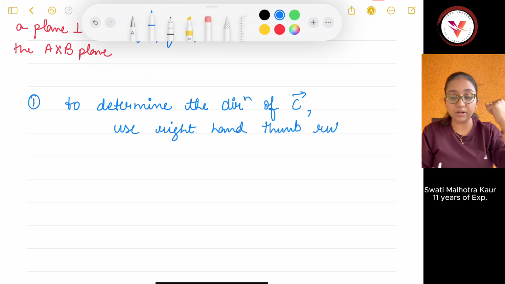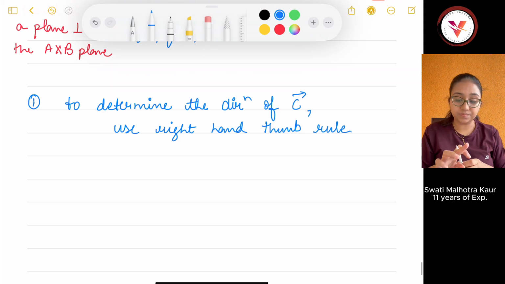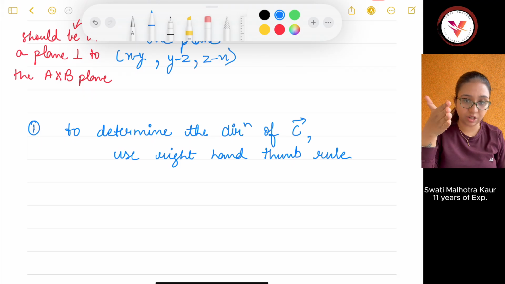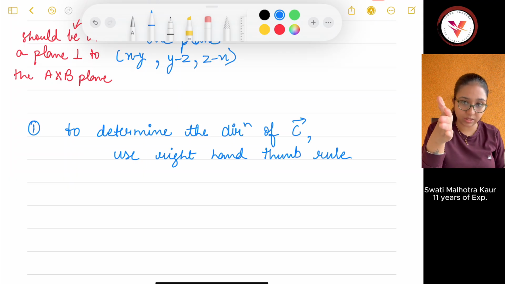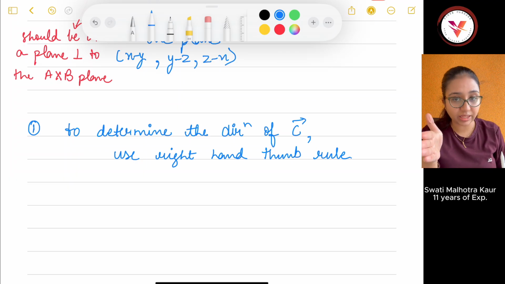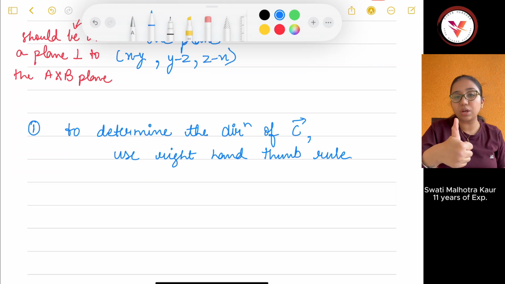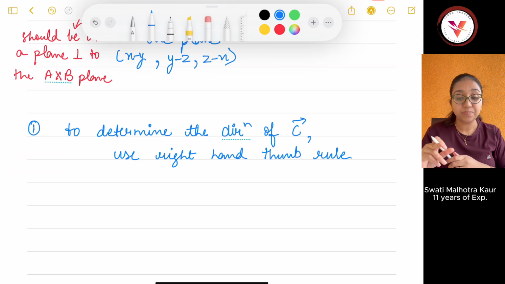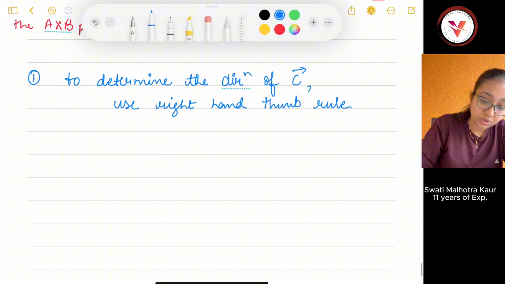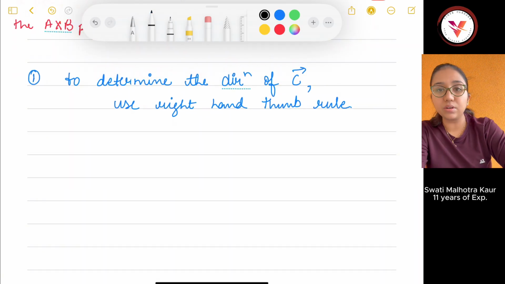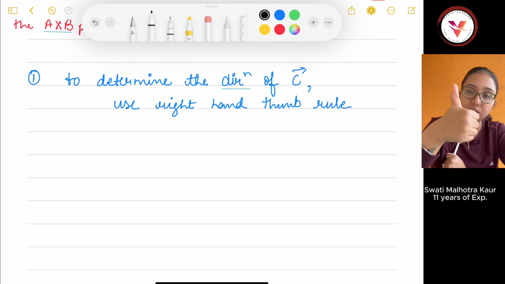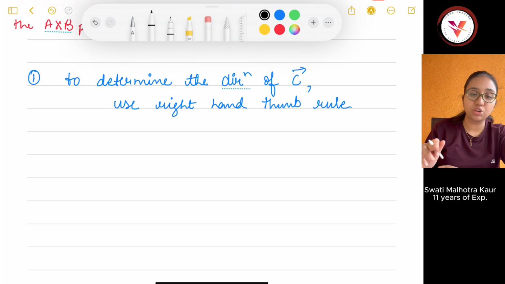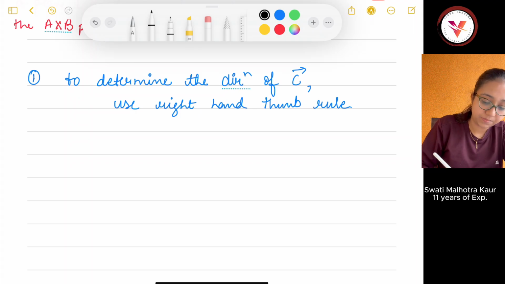And what does that right hand thumb rule say? Just extend your fingers in the direction of one vector and curl towards the other vector. That is, if it is A cross B, put your fingers in the direction of A, then curl towards B, and wherever your thumb is pointing gives you the direction of the C vector. So whenever you use it in any physical thing, just place your fingers along one physical quantity, curl towards another, and your thumb gives you the direction of the resultant physical quantity.